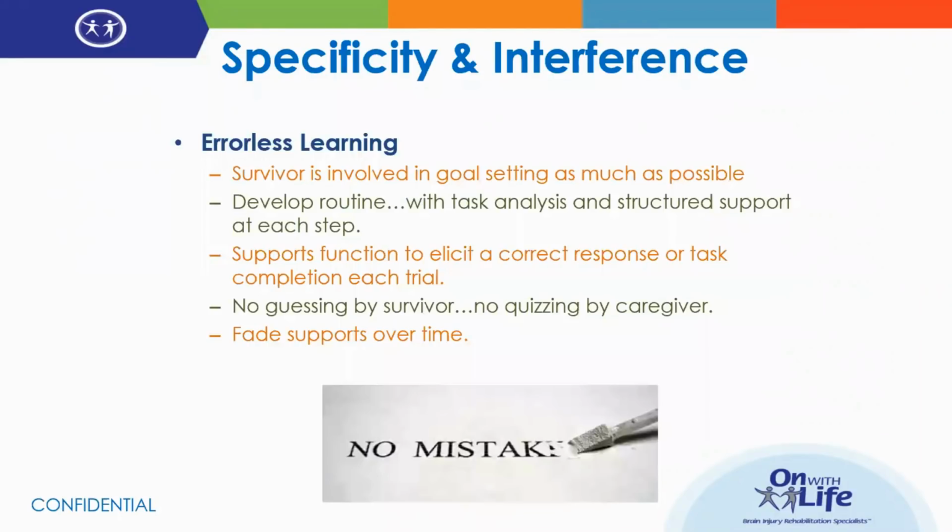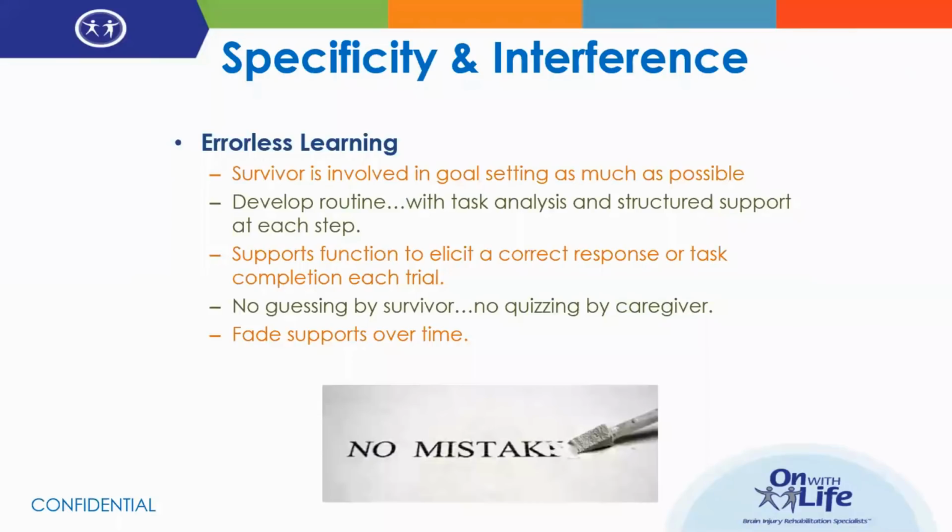So it's this idea of monitoring the person served, watching for signs of misunderstanding, making sure that we're supporting them and giving them the answers that we're looking for prior to asking for that answer, so that we're creating the correct connections and avoiding interference.